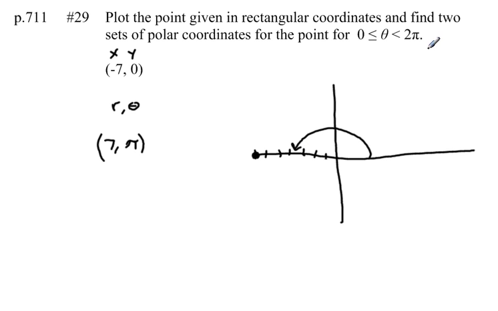Now, we need a second one. It says find two sets of polar coordinates. Now, I could find a second one by going all the way around the circle and back here, but it does tell me that this has to be between 0 and 2 pi radians. Well, let's just think about this.